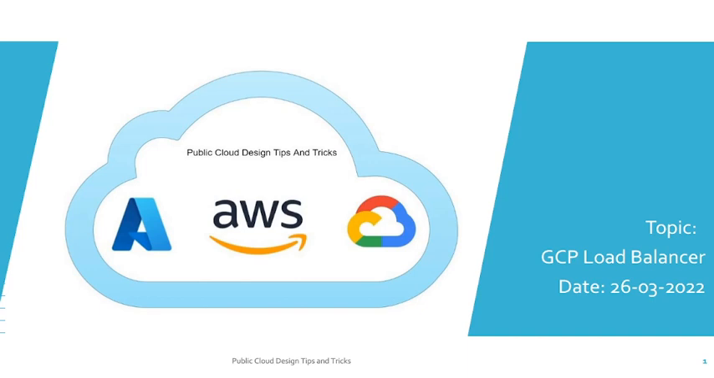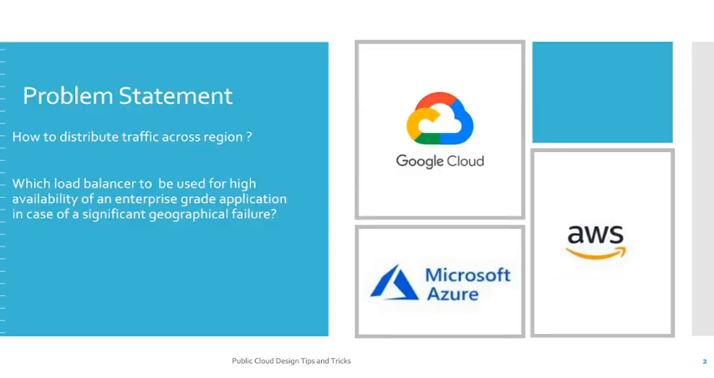In this channel, we generally discuss public cloud design problem statements and their related solutions. Today, we are going to discuss GCP Load Balancer. So today's problem statement: how to distribute traffic across regions, and which load balancer to be used for high availability of an enterprise grade application in case of a significant geographical failure.